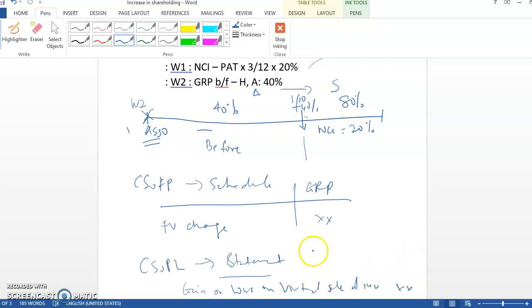Alright, so we have covered piecemeal acquisition both in the SOPI as well as in the SOPL.